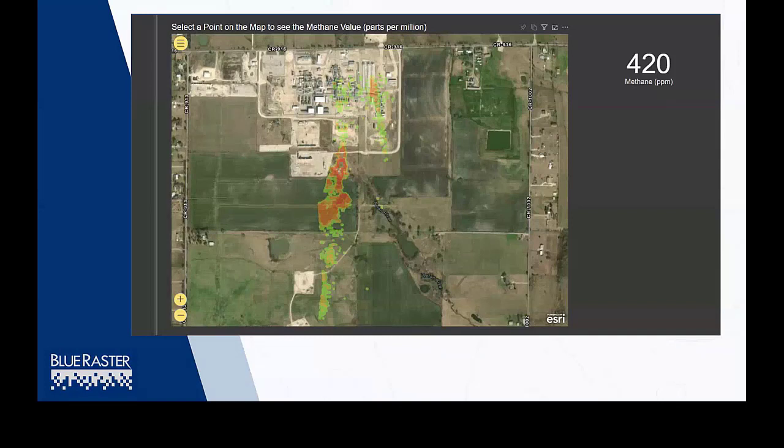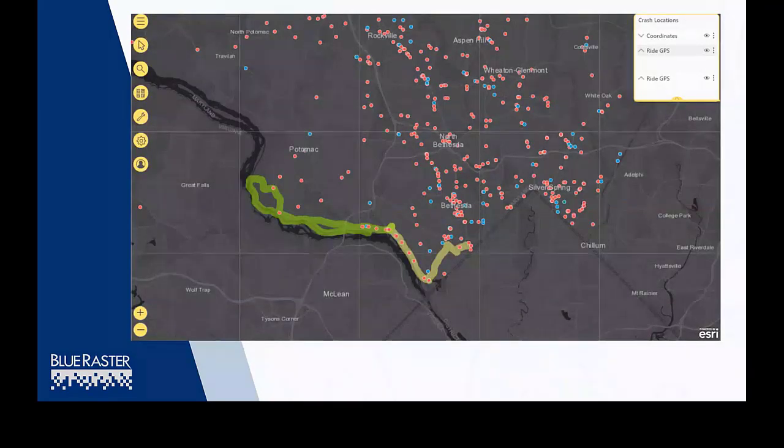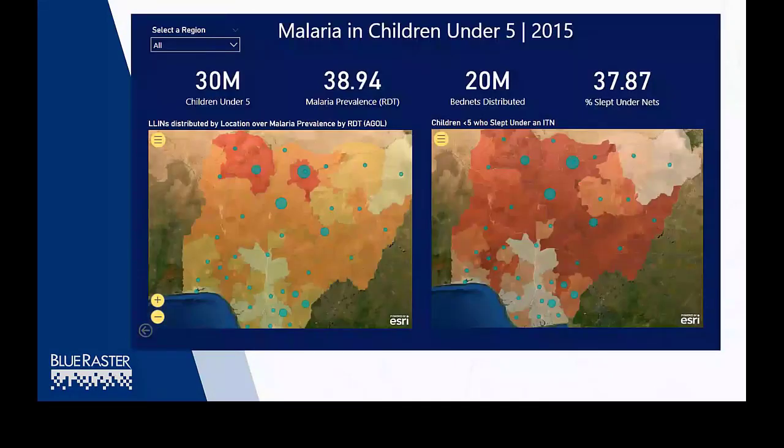These are a couple examples of some recent work we've been doing. This is from the energy and sustainability sector. This is a visualization of a methane cloud that's leaking out of some pipes in Texas. This is for public safety visualization of bicycle crashes in Montgomery County, Maryland. The blue ones are hit and run, so you better watch out for some of those areas in Bethesda there. And this is using data from our very favorite data source, the DHS program, showing malaria bed net distribution and also prevalence and children who slept under a net in Nigeria.